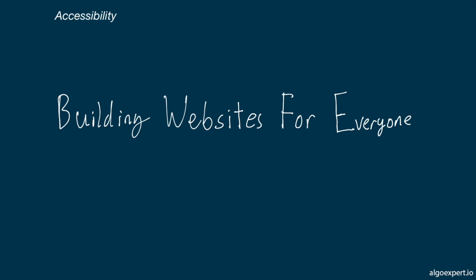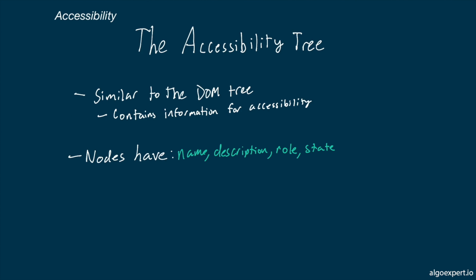In many of these cases, our users will be using assistive technologies such as a screen reader to interact with our website. And these assistive technologies actually don't interact with the DOM directly. Instead, they interact with what's known as the accessibility tree, which is a tree containing content specific to accessibility that is easier for these assistive technologies to understand.